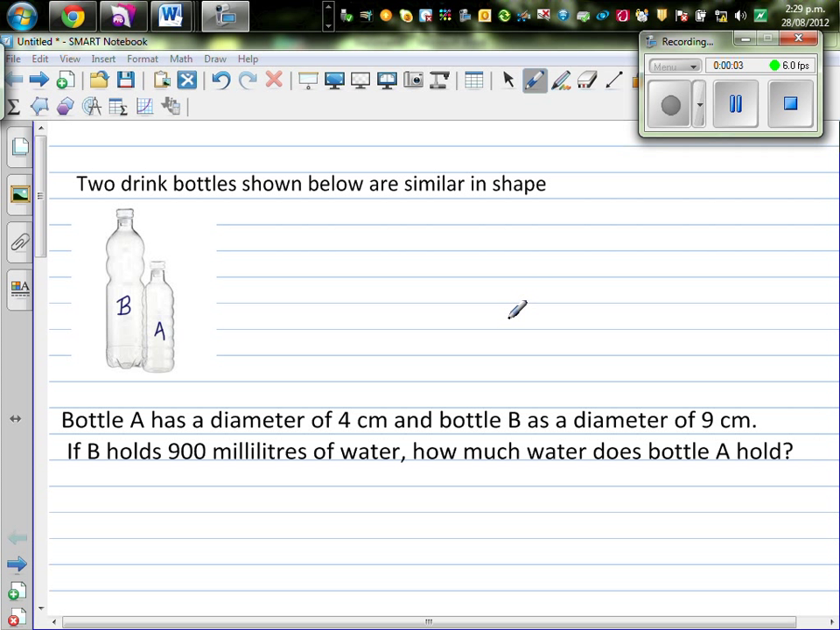Two drink bottles shown below are similar in shape. So this is bottle A and this is bottle B. They have the same shape. The sizes are different, but the shape is the same.